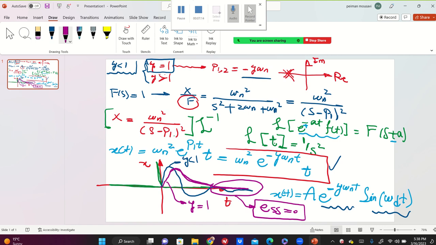Now, I'm going to repeat this for the case when the system is overdamped, because with these two examples I can extend whatever I'm developing here for the step, for parabolic, for ramp.